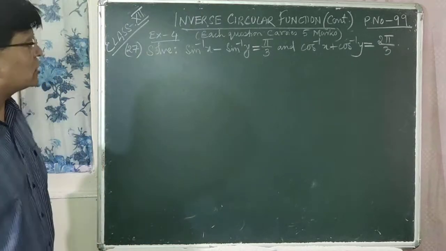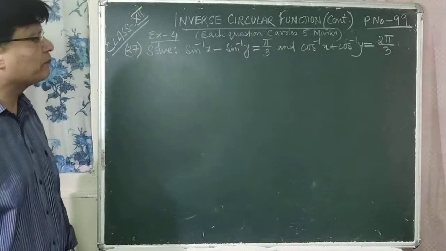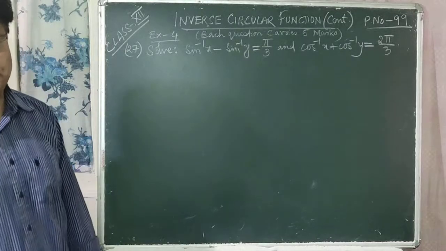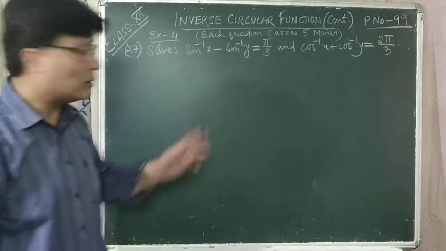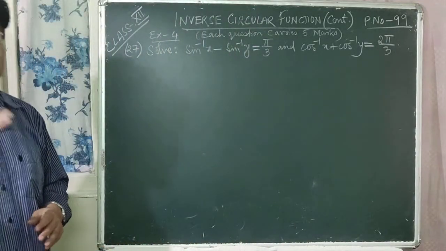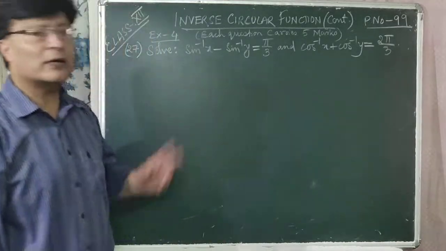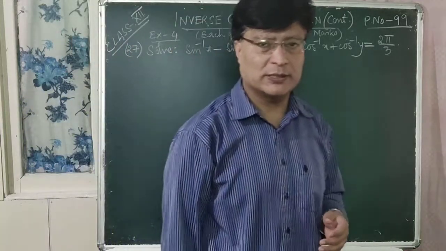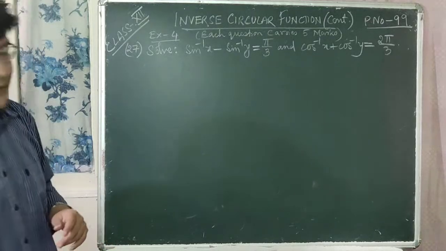The question is sin inverse x minus sin inverse y is equal to pi by 3 and cos inverse x plus cos inverse y is equal to 2 pi by 3. So there are two variables here, x and y. You have to get those values of x and y. If there are two variables, then there will be two equations to solve, right? That means you have to get the values of x and y in this case.